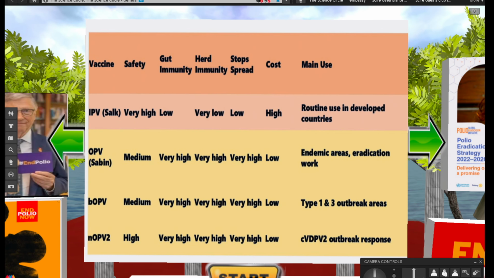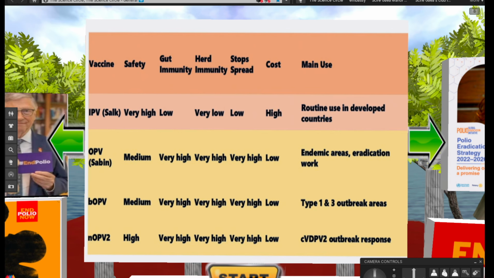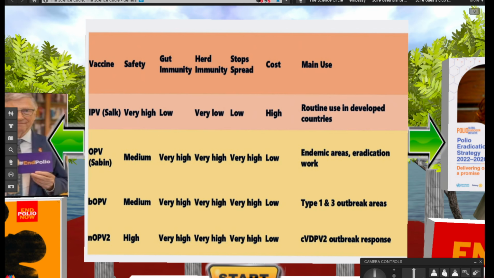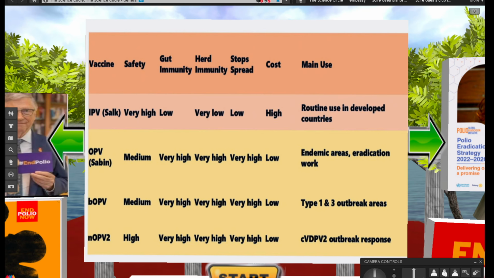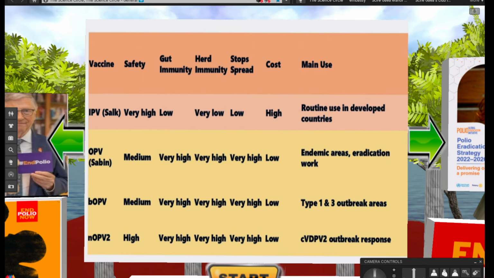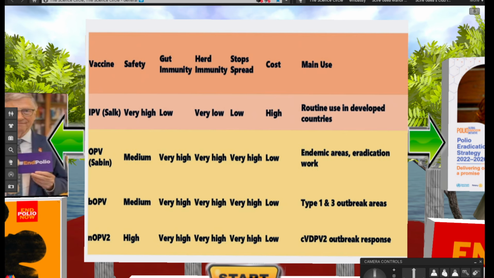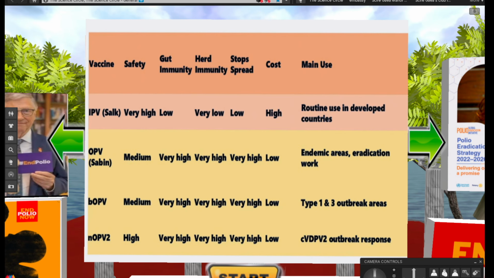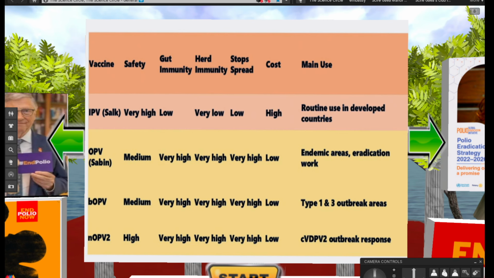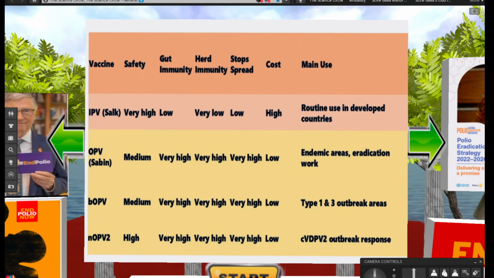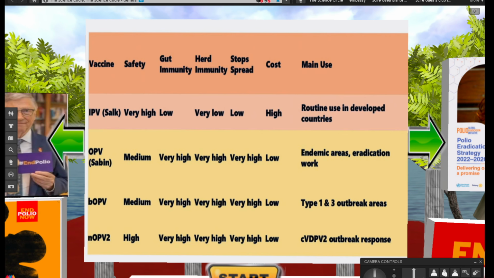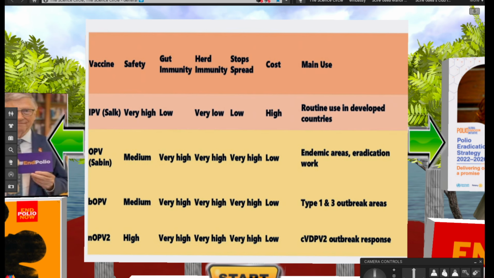First, the inactivated poliovirus vaccine, IPV, or Salk vaccine. IPV contains an inactivated virus and is given by injection. Its key advantage is excellent safety. It cannot cause vaccine-associated paralytic polio and provides strong protection against paralysis. Its limitation is weak intestinal immunity, meaning vaccinated individuals may still carry and spread the virus. Therefore, IPV alone cannot always stop transmission in high-risk areas.